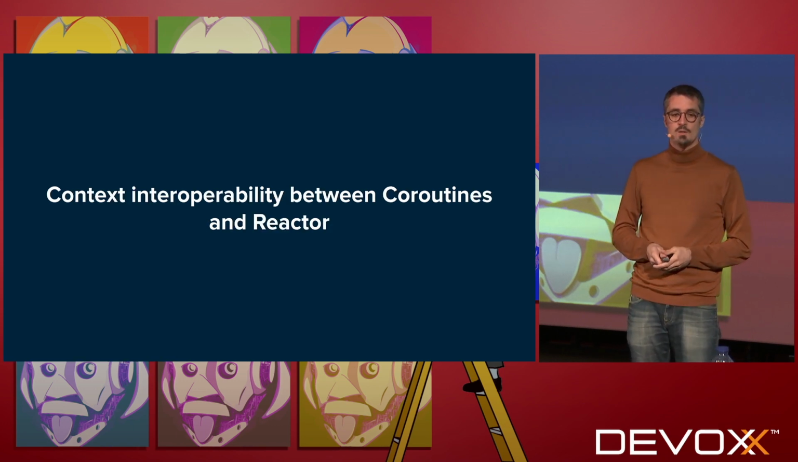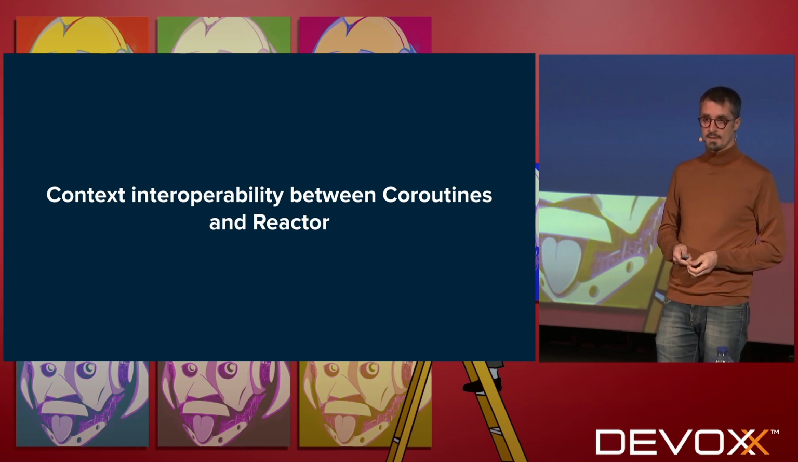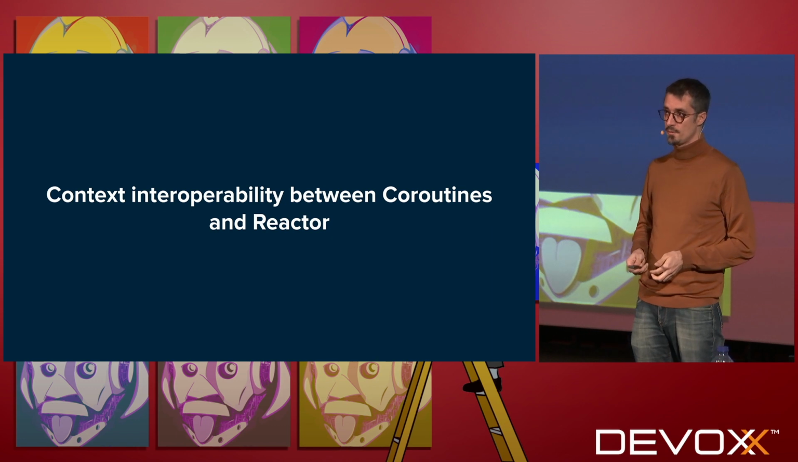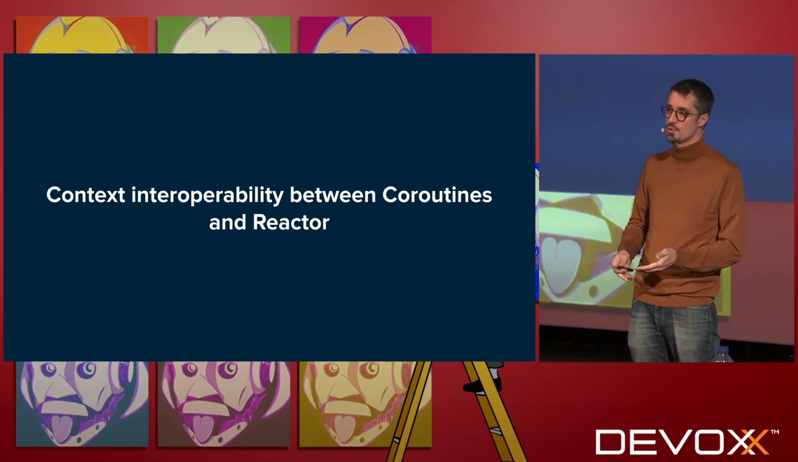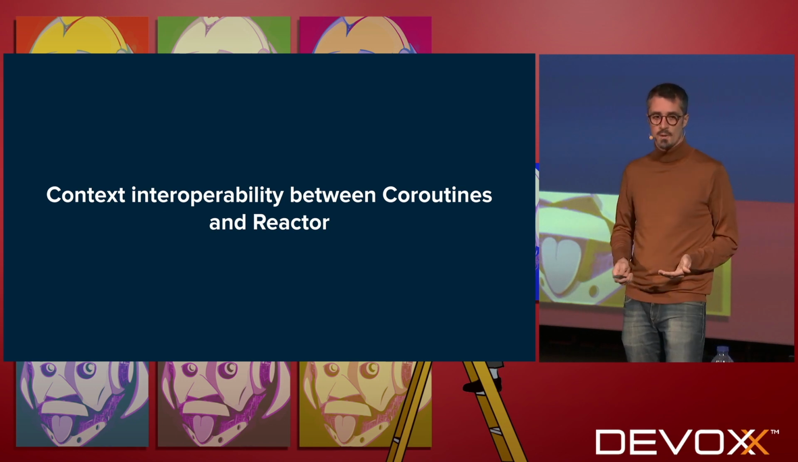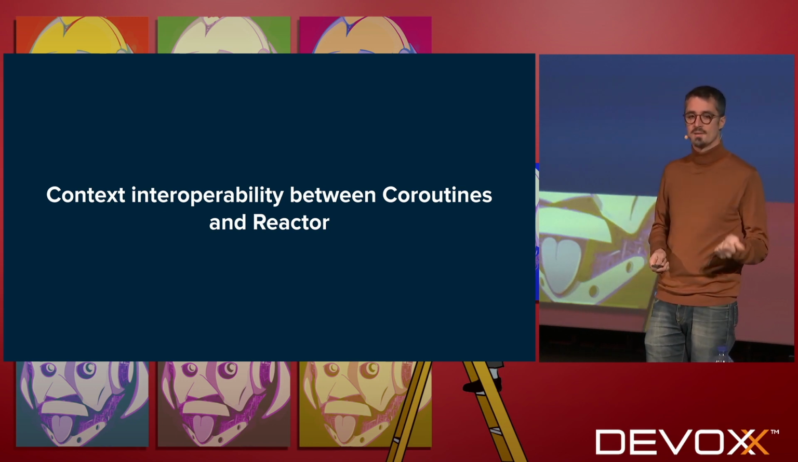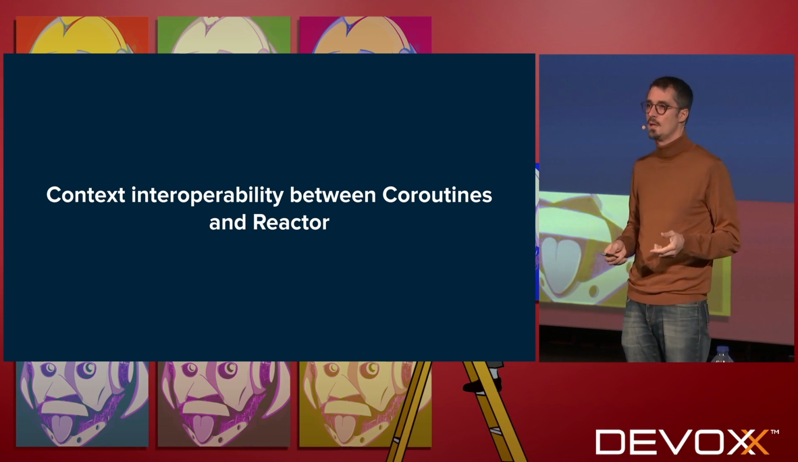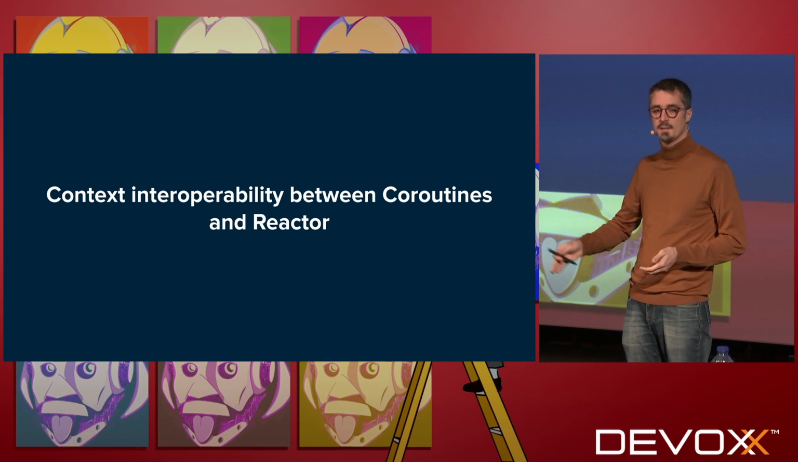We provide context interoperability between coroutines and Reactor. So in the reactive world, we can't use thread locals, for example, to deal with transactions or security, because we can't rely on that in the reactive world. That does not make any sense, because multiple requests will potentially be processed by the same threads. So to deal with transactions and security in the reactive world, we leverage Reactor Context, which is basically a kind of hash map linked to the reactive pipeline.